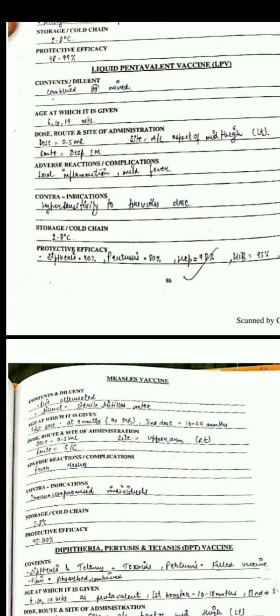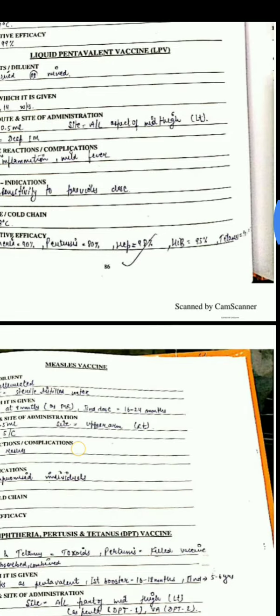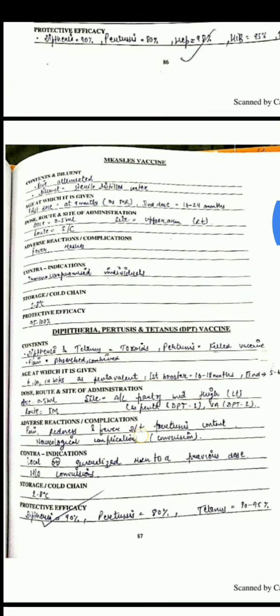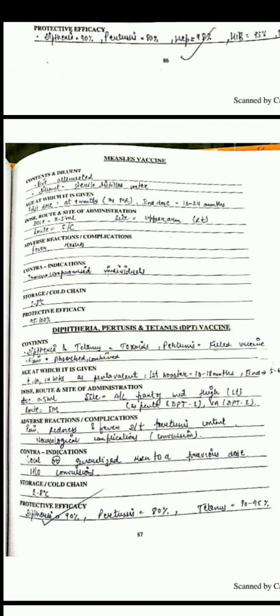And now is the measles vaccine. Measles vaccine is a live attenuated vaccine and it is diluted with sterile distilled water. Age is 9 months, and second dose at 16 to 24 months. Dose 0.5 ml, site is upper arm right, route is subcutaneous. Adverse reaction is fever and rashes. Contraindications are immunocompromised individuals, and it is stored at 2 to 8 degrees centigrade with protective efficacy of 95 to 100%.